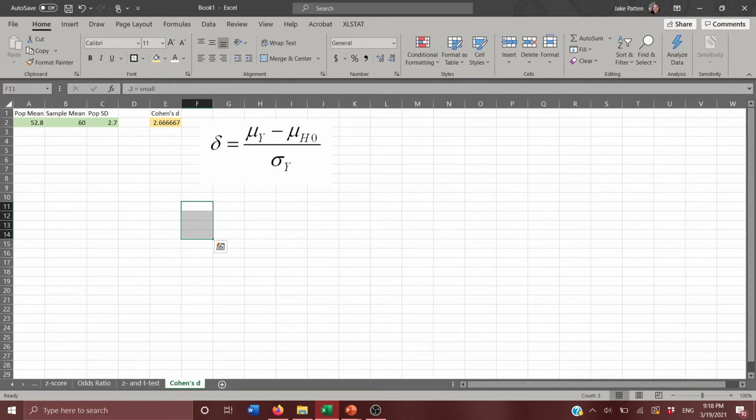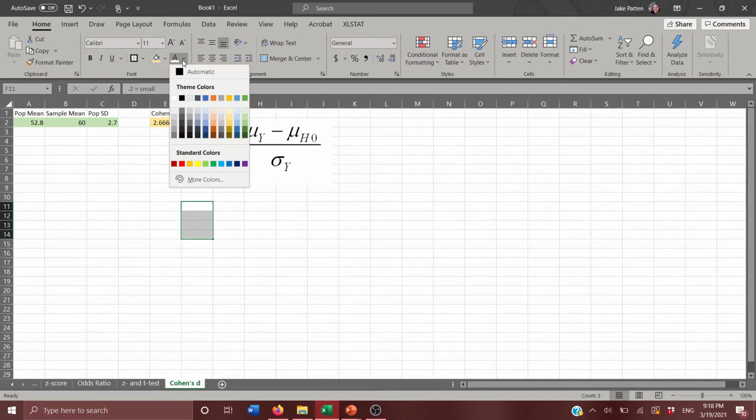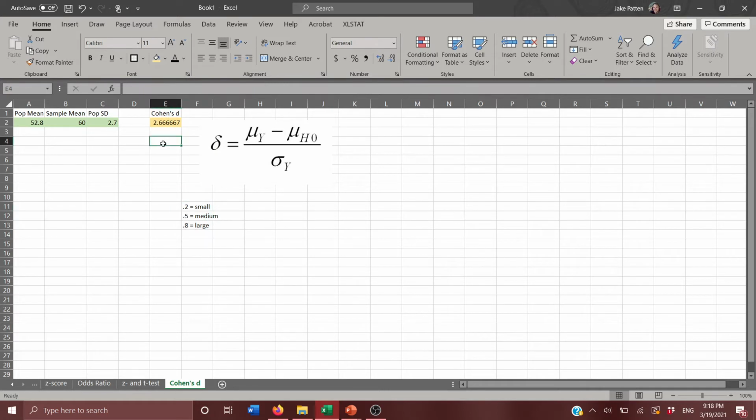We need to know the size, right? Cohen's d gives us a metric of how far apart our two means are in standard deviation units. So if we said that our population mean was 20, and our sample mean was 23, and our standard deviation was 1.5, it gives us a Cohen's d of 2. Why is that? Well, if you subtract 20 from 23, you have 3.